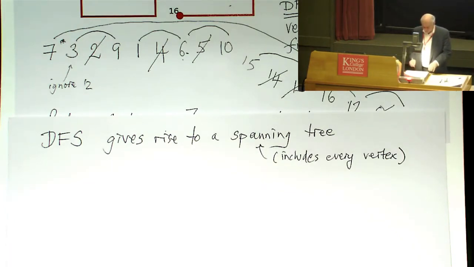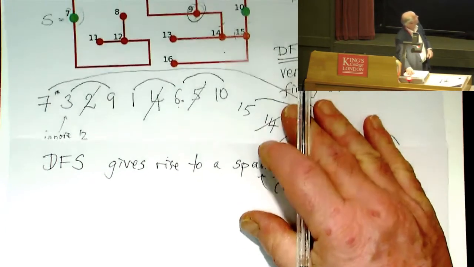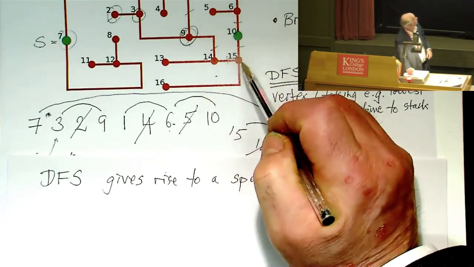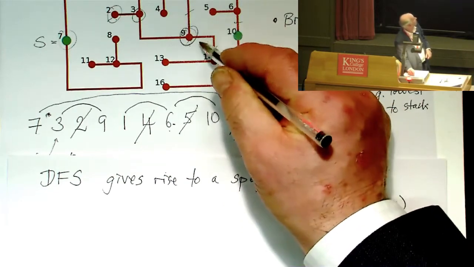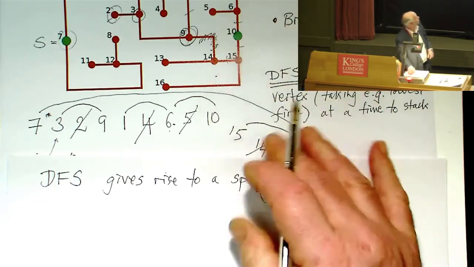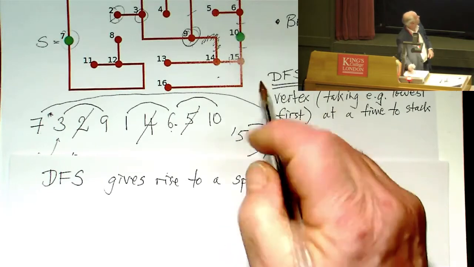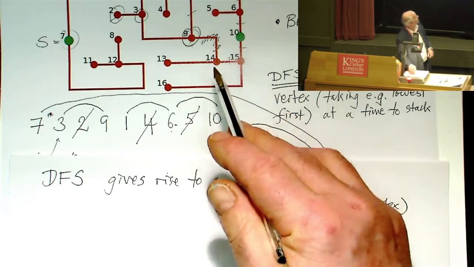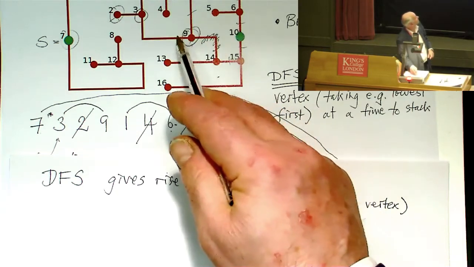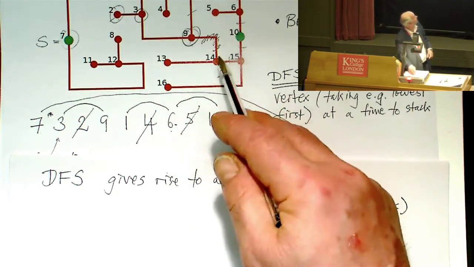So in particular, one thing we didn't do was we didn't actually get to 14 from 9. We got to 14 from 15. So what's going to happen in this tree is we're not going to see this edge in our search tree, because we never used that edge, because we'd already gone through 9, so 14 could not see 9. So this edge was not used.